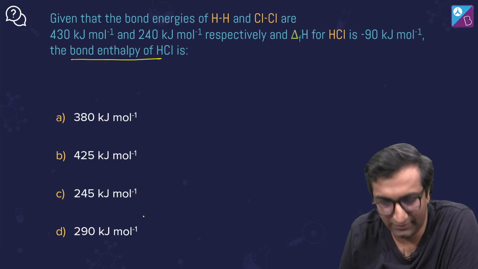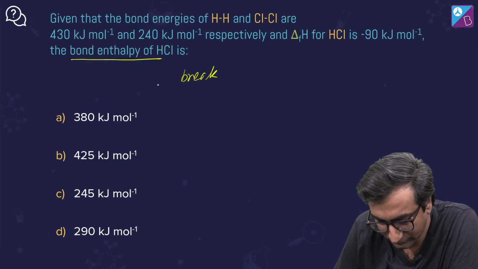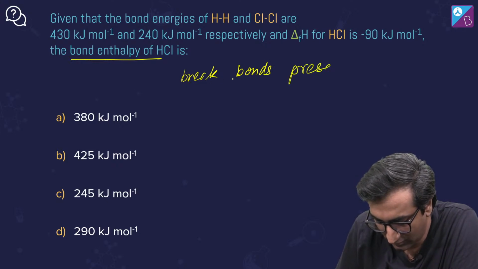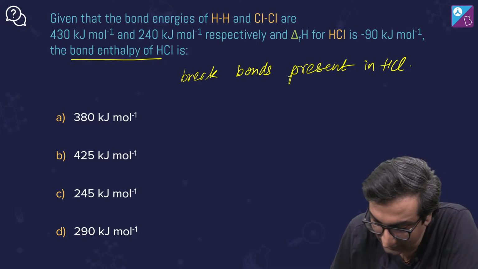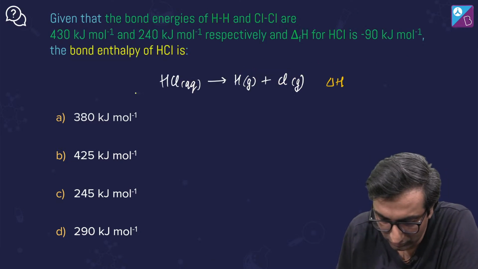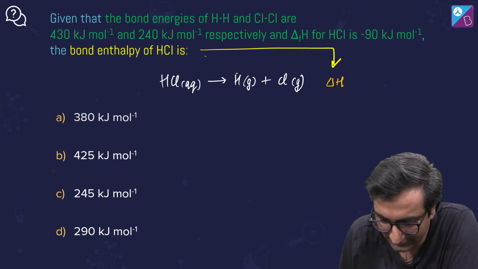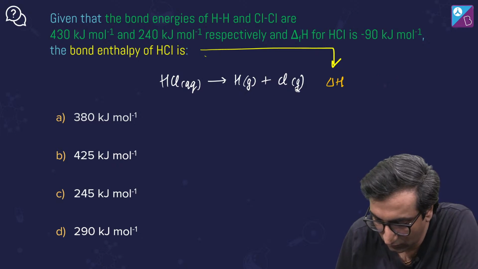What is bond enthalpy of HCl? It means let's break bonds present in HCl. Okay, so I'm going to write that. I've written this in English. What does HCl mean? Normally HCl mixes in water, right? So I'll put aqueous. So this is what is required. This is what the question is asking. This yellow stuff is this right here. Okay, that is unknown.